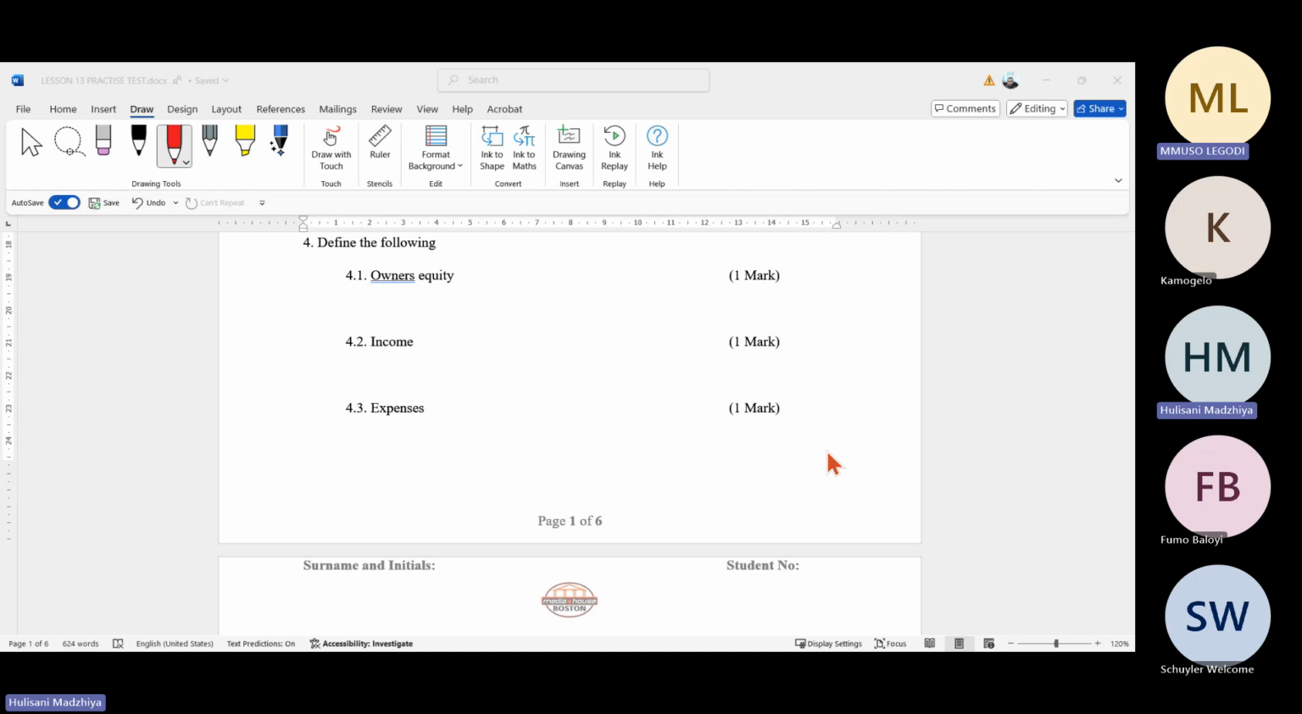If you were to redefine it, what would you say, Lihodi? The owner's money before it makes profit. Sorry? The business owner's money before it makes profit. The total amount of money a business owner invests in a business. 100%. Kamukelo, you want to attempt? Paloi, do you want to attempt?